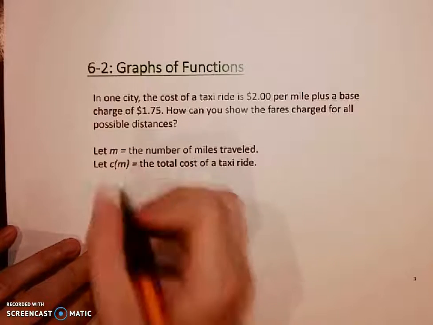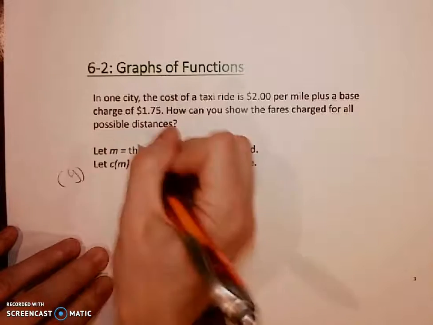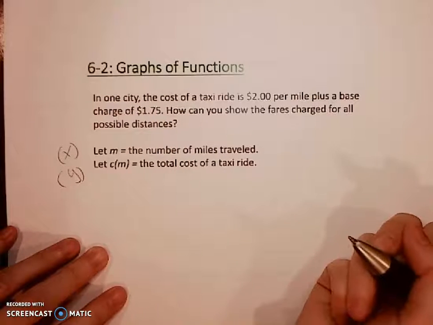So here, c of m, this is going to basically be our y, and m is going to be x here. Okay, they're just using different variables.